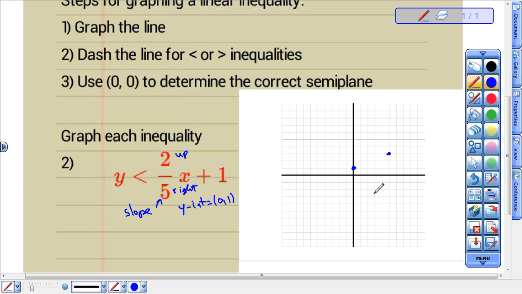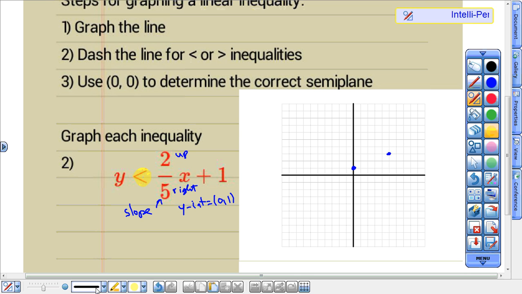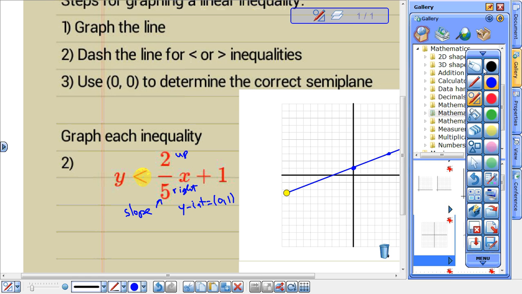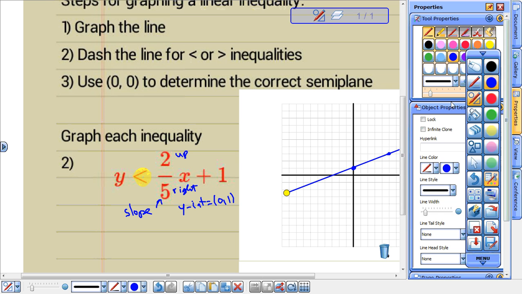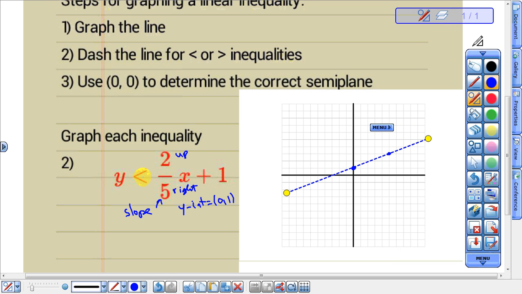Now when we graph this line, we can notice that the sign is less than, therefore my line is going to be dashed. So it's not going to be a solid line, it's actually going to be a dashed line. That means our line is just the barrier, it's not part of the solution. It just tells me where the solution ends or where the solution starts.